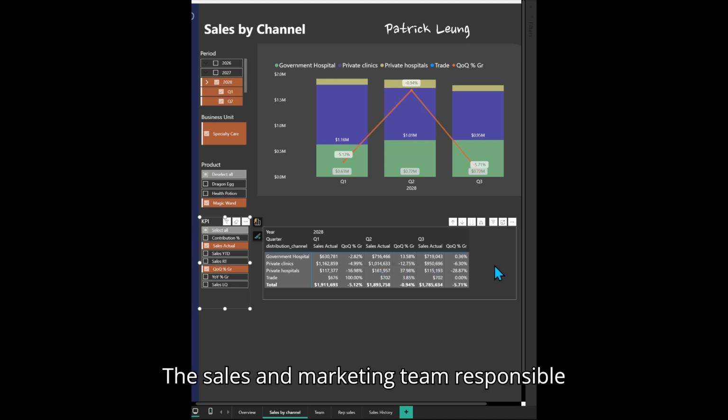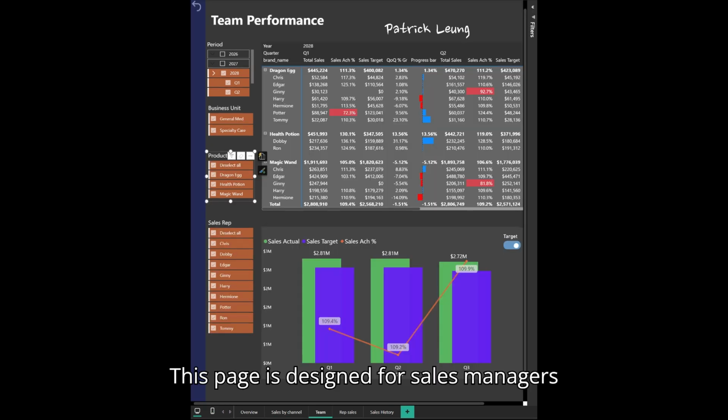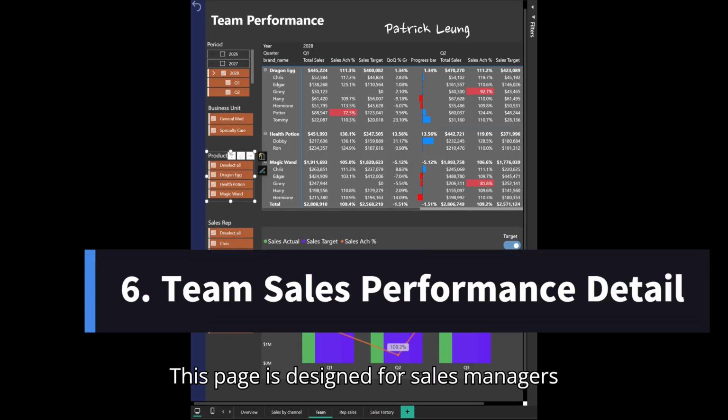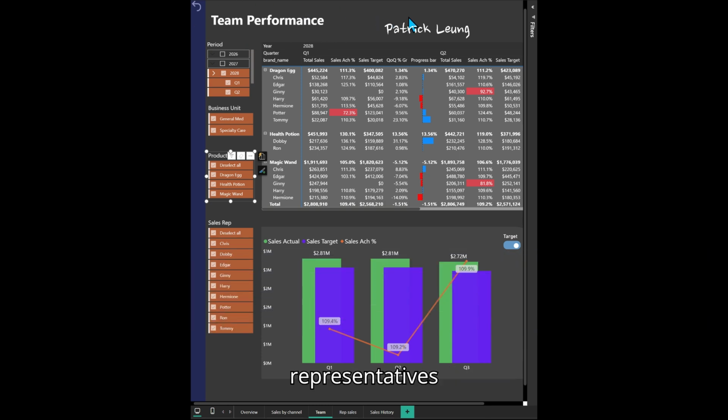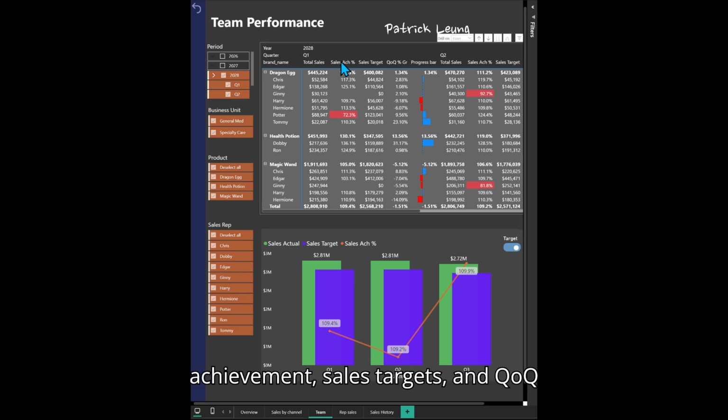The sales and marketing team responsible for private clinics should share more about the situation so we can develop an action plan to drive growth. This page is designed for sales managers to quickly monitor and track the detailed sales performance of all sales representatives. Metrics such as actual sales, sales achievement, sales targets, and quarter-over-quarter growth percentages are clearly visualized in a matrix format.